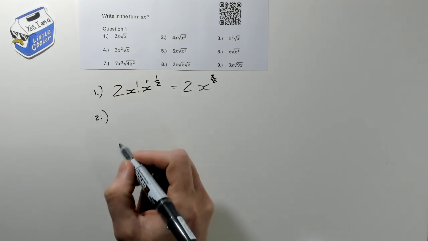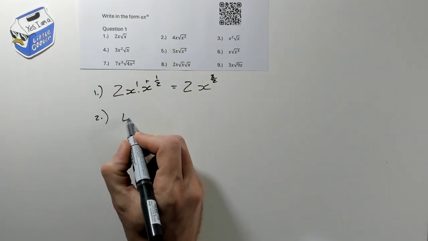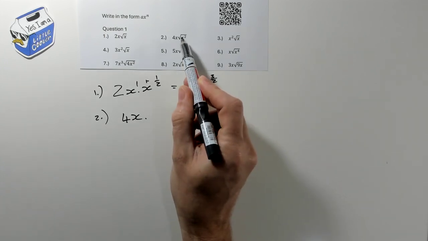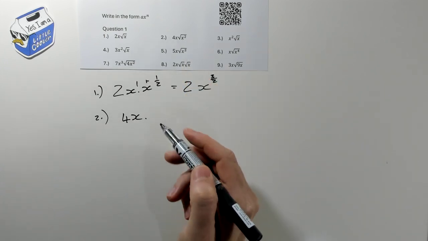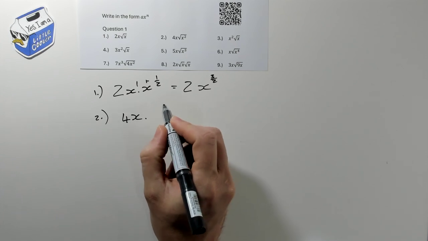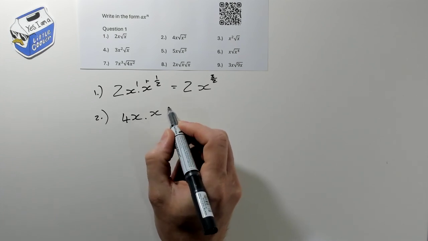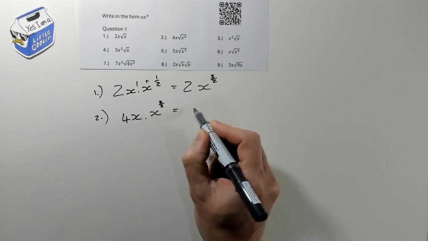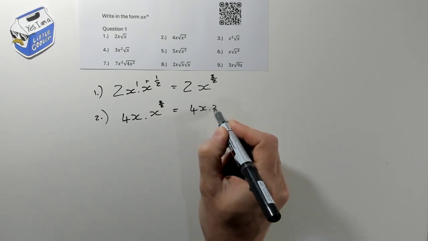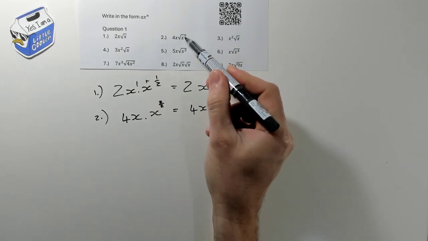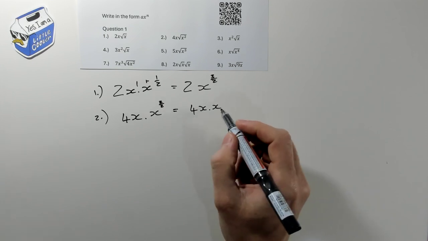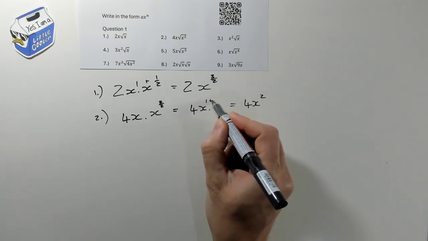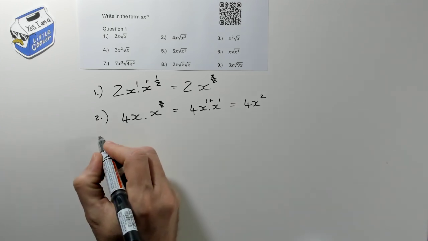Number 2, I have 4x, and this is the square root of x squared. If I follow the indices rule, it would be power over root, so 2 over 2, which would just turn into 4x. But you would know that the square root of x squared will just be x. And then we just have x squared, because 1 plus 1 is 2.